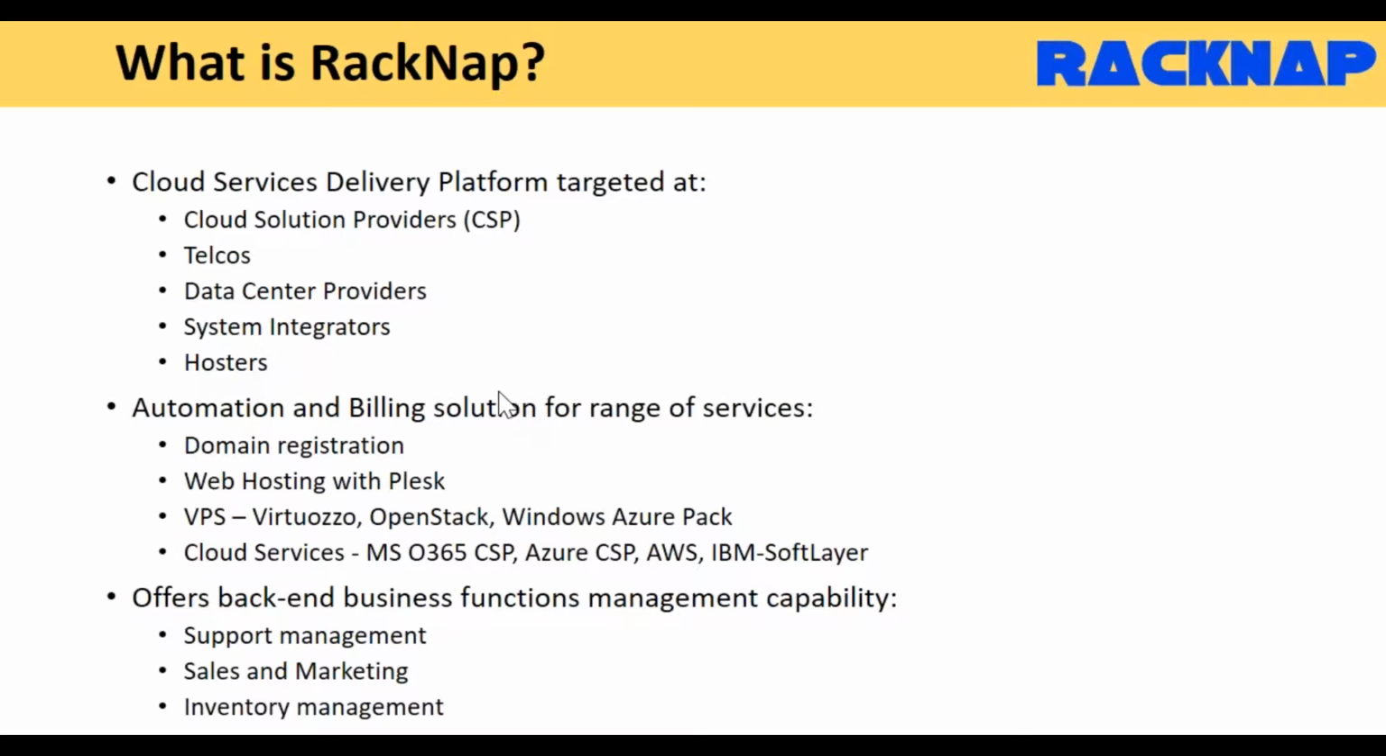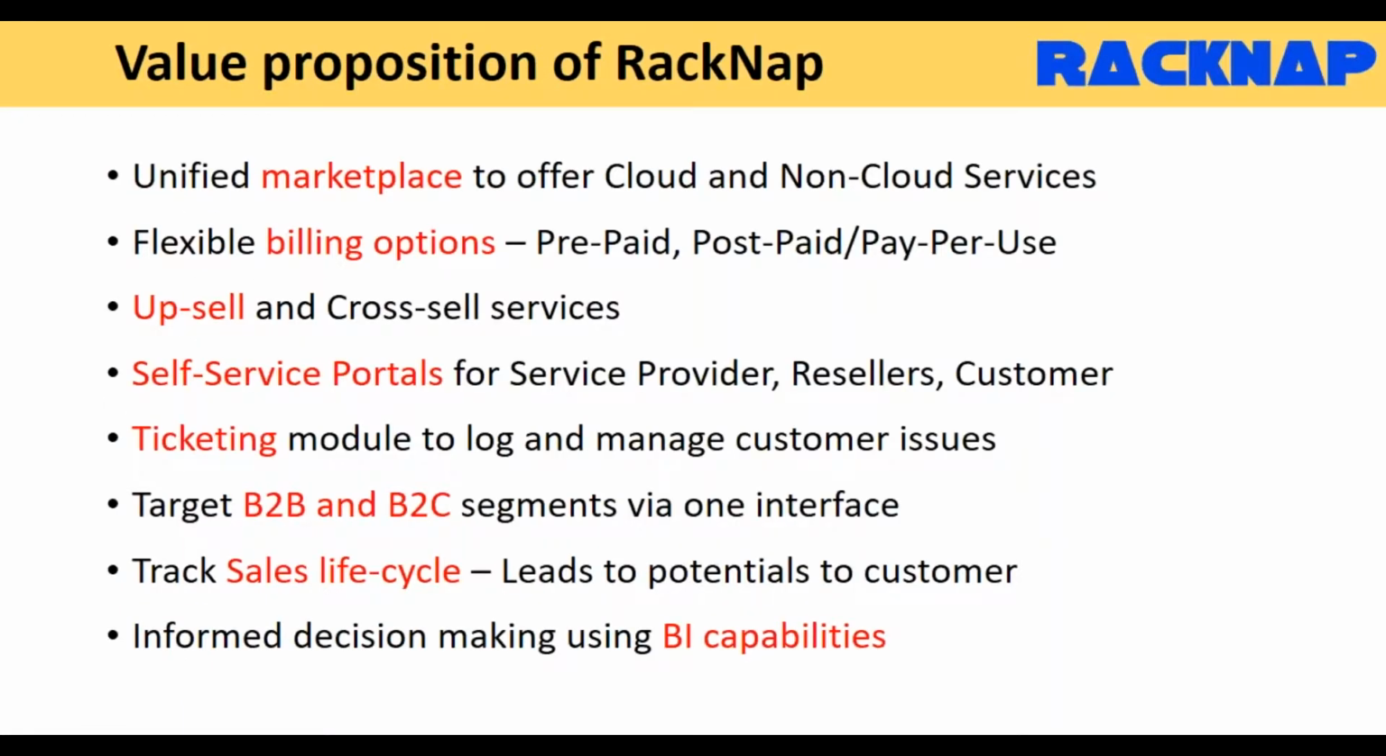Okay, so apart from the key elements of the automation and billing capabilities, you need a number of things to be able to run your backend business, right? So you need to be able to have a good support function in place. You need to have a good sales and marketing function in place. You need to have a very effective inventory control in place. Only then you'll be able to run a very effective business. So RackNav is this all-encompassing tool which helps you to manage and deliver cloud services in a very simplistic way.